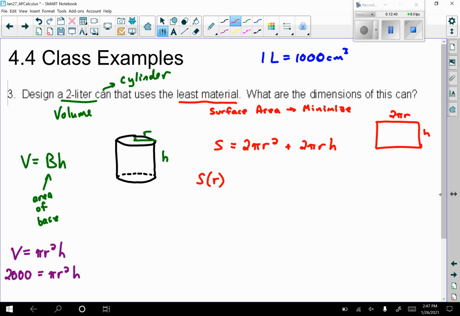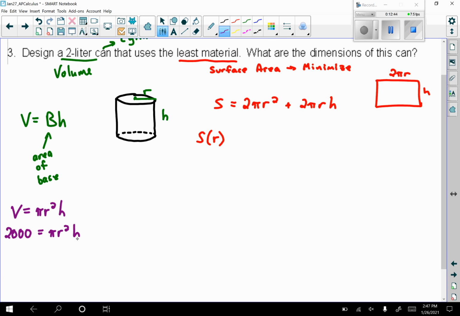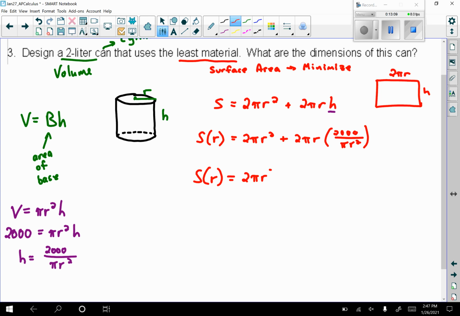So I'm going to go back over to my volume formula. This is a little helping equation here, and I want to solve it for h. I want to replace the h with something in terms of r. So h is just going to equal 2,000 divided by pi r squared. So now this becomes 2 pi r squared plus 2 pi r times the 2,000 over pi r squared. And I can simplify this now. So my surface area function is going to become 2 pi r squared. I'm going to get an r still in the denominator, so I'm going to get 4,000 over r.